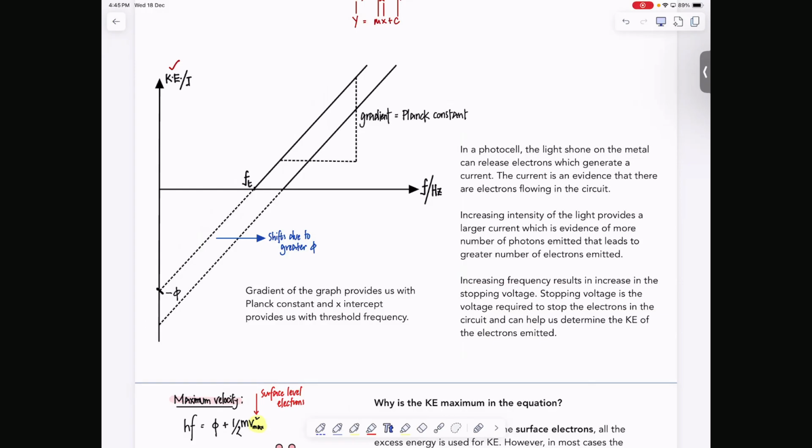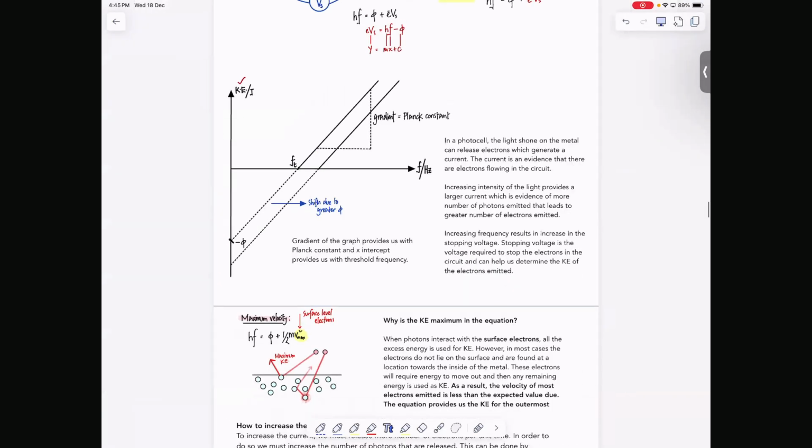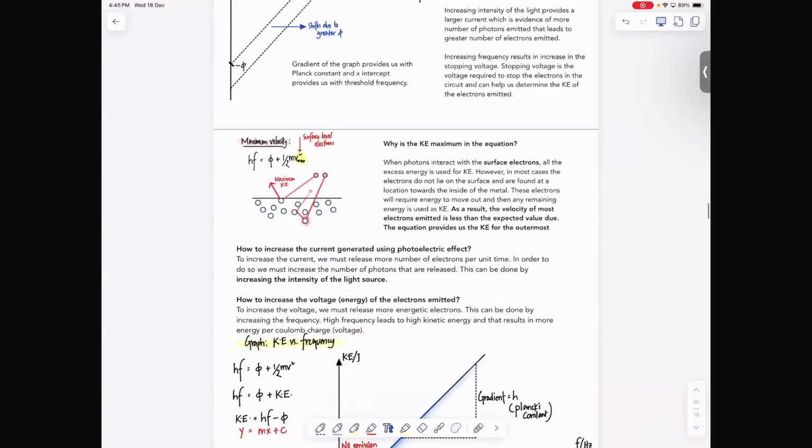Are you guys done? Okay, so I'll give you a question to see how far you have understood. And you can start the atomic energy level part.